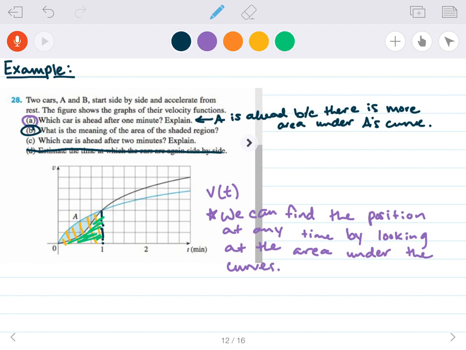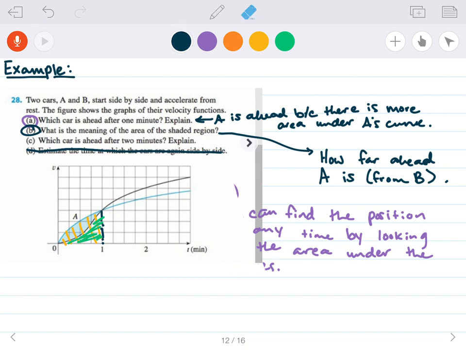So what does this represent? Well, this represents basically how far ahead A is from B. Okay, so again, this is the distance that A has covered minus the distance that B has covered. So we're looking at how far A is ahead from B. All right, and let's look at part C now.